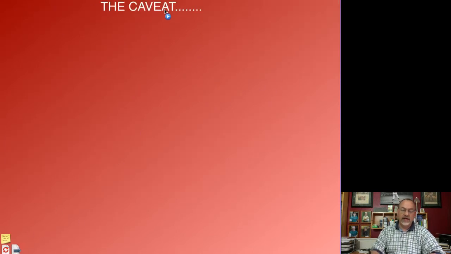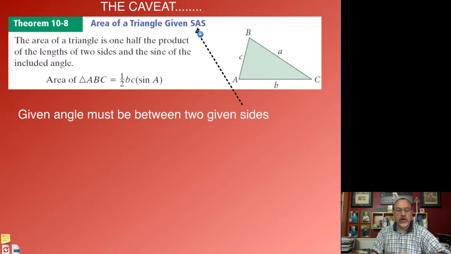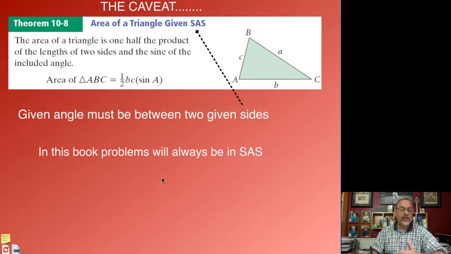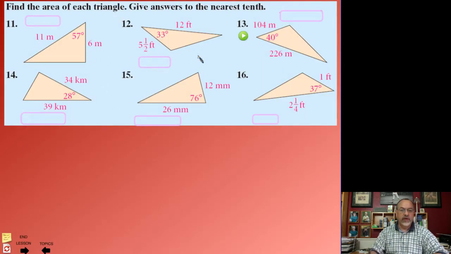Now that is the caveat, and the caveat means the exception, or the thing you have to be aware of, is that this will only work if the angle that's given is between the two sides that are given. And in this book that will be the case for all of them, so you won't have to worry about it. So what you're given here is another formula for the area of a triangle. And how do you know when you want to use this? Well, you'll want to use this formula when you're given an angle and you're given two sides. Otherwise, you'll probably want to go with 1/2 BH, but both of them will give you the area of a triangle. So very quickly, let's do this with a couple of examples.